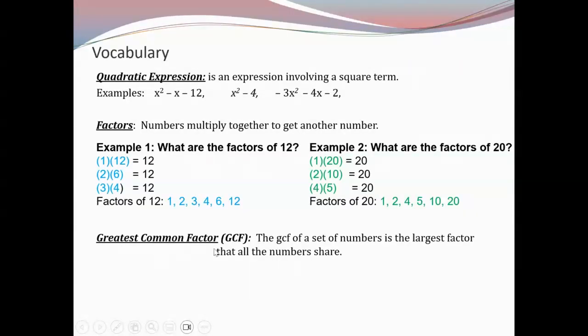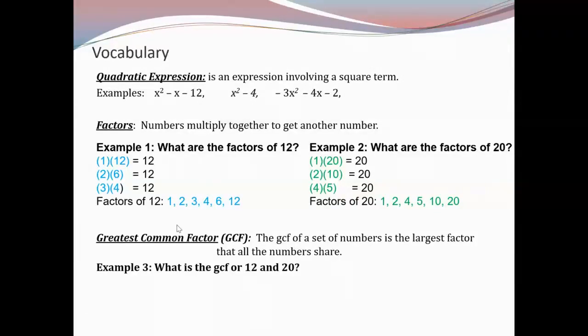Now comes the greatest common factor. This is like step number 1 on the handout that I gave on the steps to factor. The greatest common factor is a GCF, right? The GCF of a set of numbers is the largest factor that all numbers share. Or in other words, it's the biggest number they have in common.